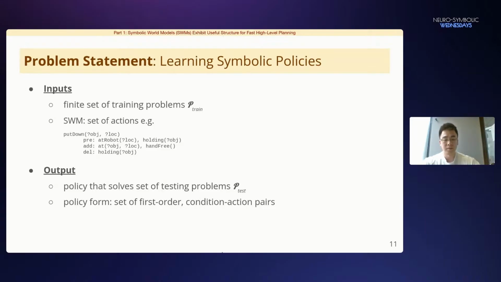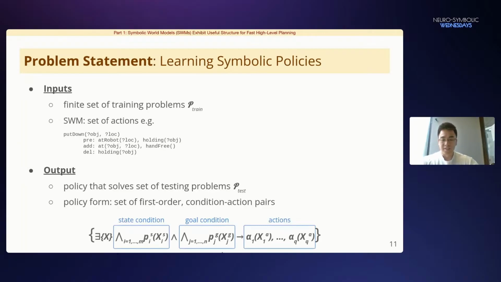In this part of the talk, we'll be using policies that are symbolic, represented as first-order condition action pairs. Symbolically, they look as follows. There's a left-hand side and a right-hand side split by the arrow. It consists of reusable rules, instantiated by variables x, for which we want to find a satisfying assignment for the condition on the left, and actions that we apply on the right. If we split this policy down, we can split it into a state condition, a goal condition, and a sequence of actions. Next, we'll talk about how we actually learn these policies and execute them.